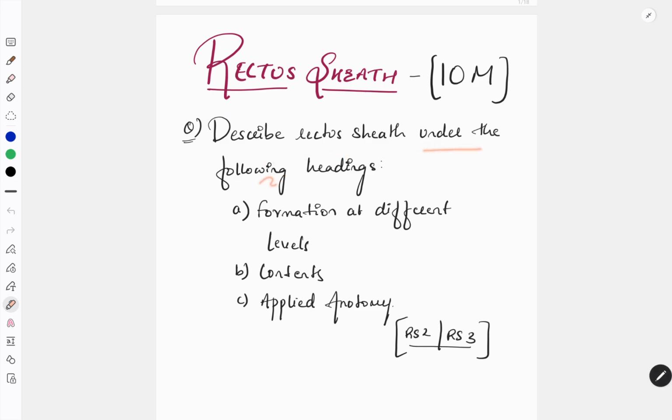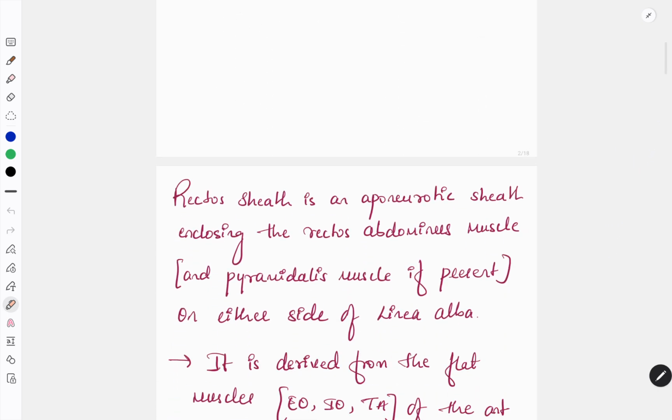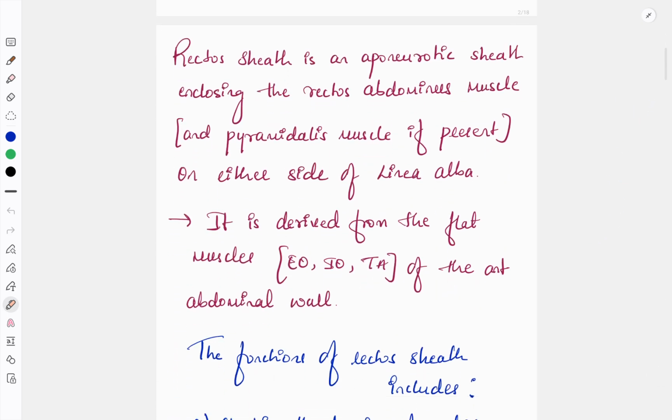Describe the rectus sheath under the following headings. That is its formation at different levels, the contents and the applied anatomy. We will be learning about the complete rectus sheath in this video. So the first thing first is, what is rectus sheath?